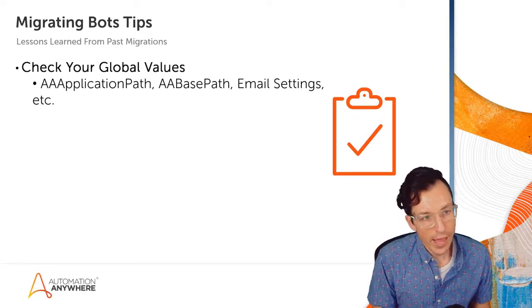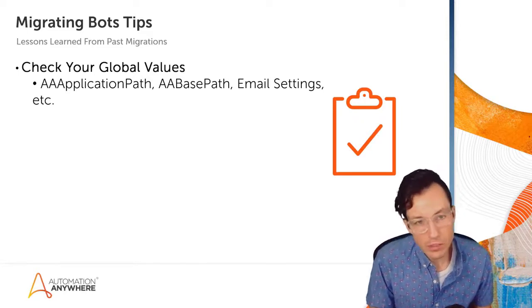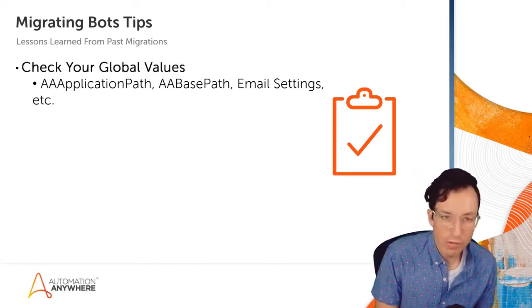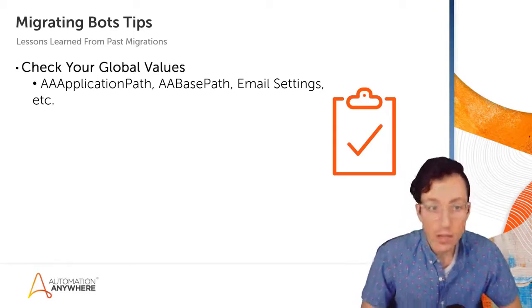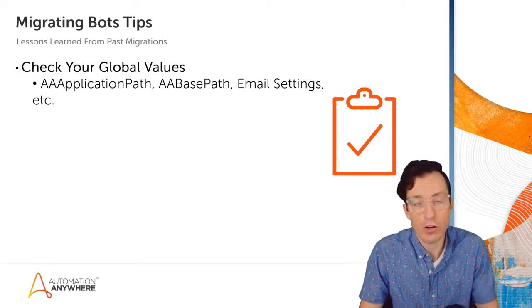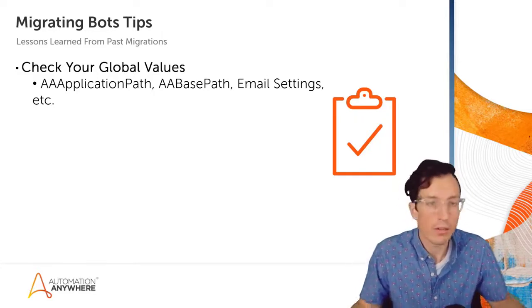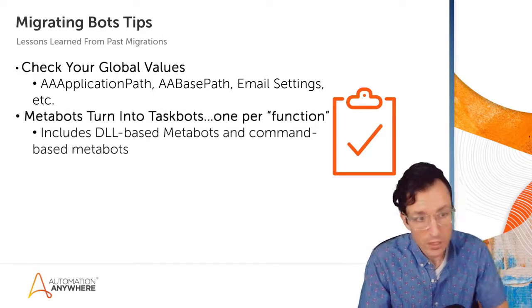So check that if you're dependent on things like emails within your bot, and definitely review it for where you're setting up your AA base path and application path. You may choose to just modify your code and not reference these variables at all. That's fine too.